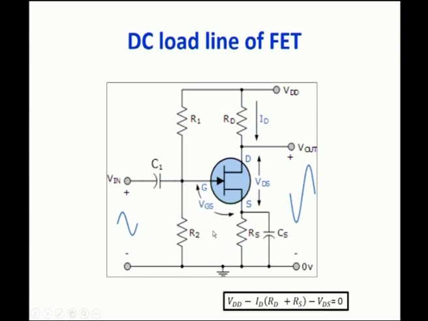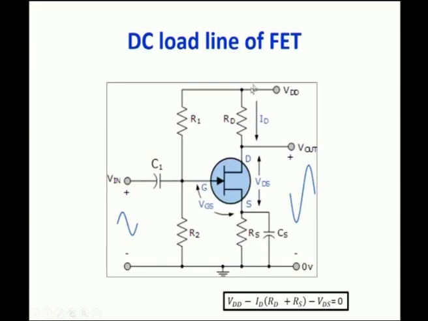Okay. So, now for the output characteristics curve, you have to get an equation by applying KVL at its output part, the output network. So, what is the KVL equation when you apply it for the output network?